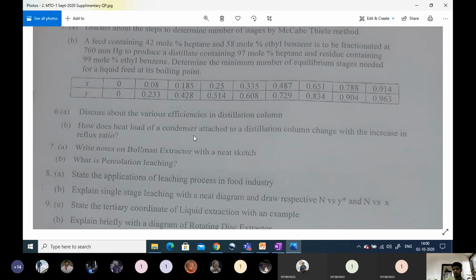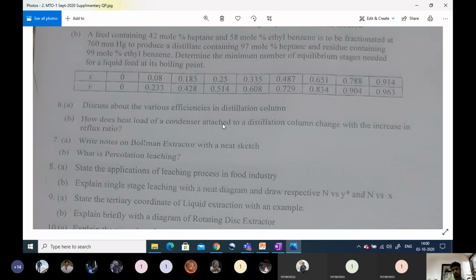How does the heat load of a condenser attached to a distillation column change with an increase in reflux ratio? Just now what I was explaining, how the heat load of the condenser increases with an increase in reflux ratio. We have to discuss through the graphs, N versus reflux ratio and cost versus reflux ratio, and how the heat loads vary. You have to discuss this. Very interesting questions. You have to concentrate more. In the next class, let me know if you have any doubts.